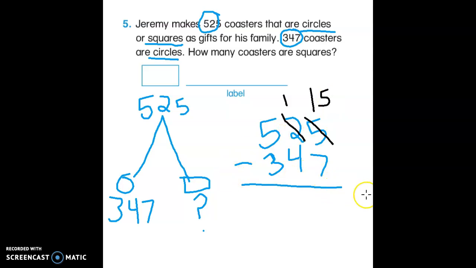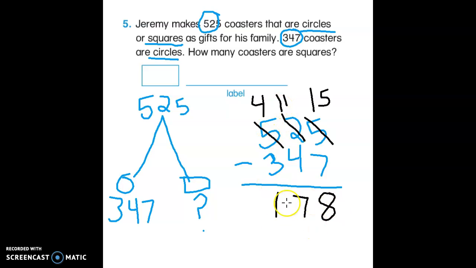15 take away 7 equals 8. 1 take away 4, not possible. Gotta borrow again. My 5 becomes a 4. My 1 becomes 11. So I just draw 1 and add that 10. 11 minus 4 equals 7. 4 minus 3 equals 1.